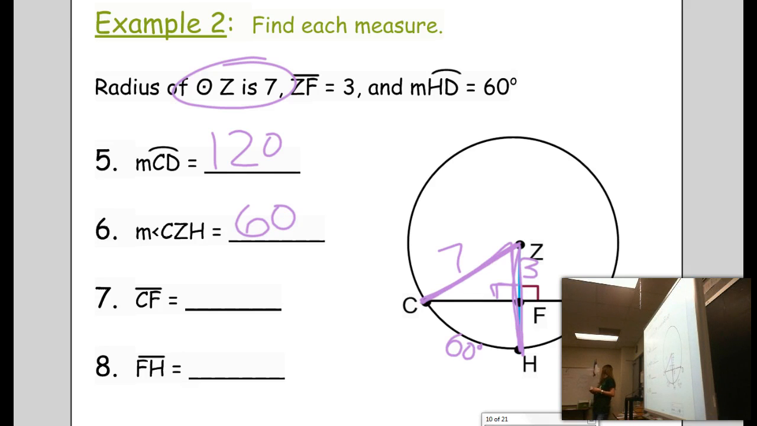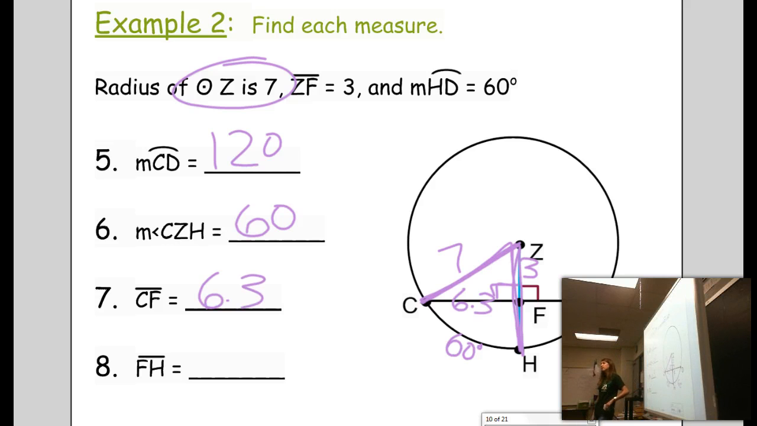Austin, CF. Where's your calculator? Good luck square rooting in your head. Go get your calculator. Dimitri, calculator? Paige, Lewis M, Ashley. Megan, how long is CF? 6.3.